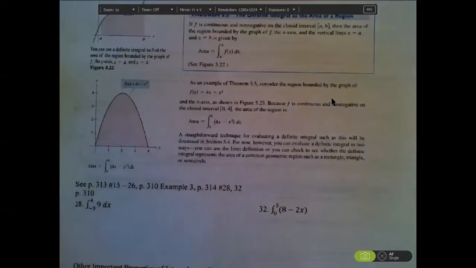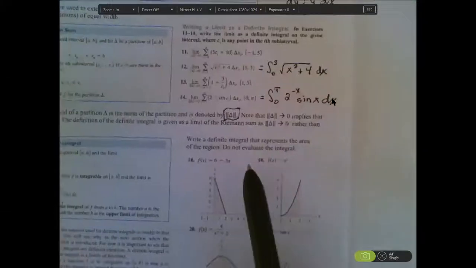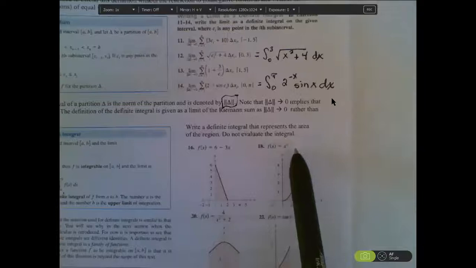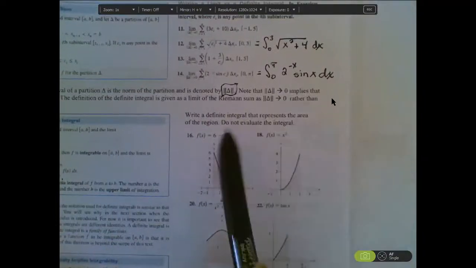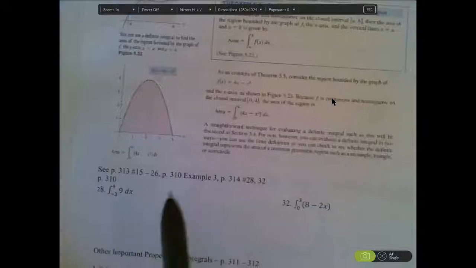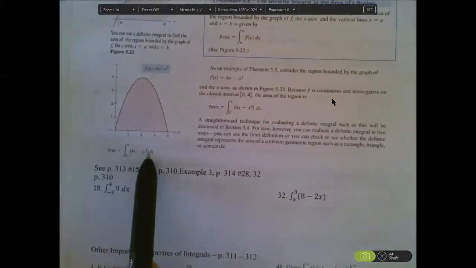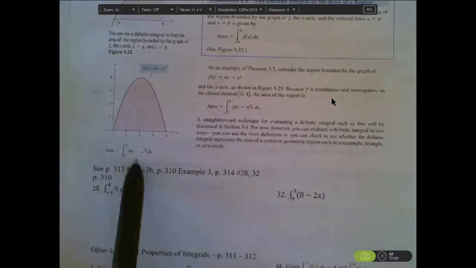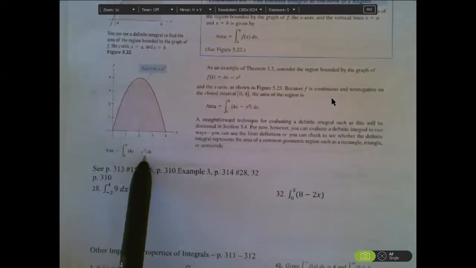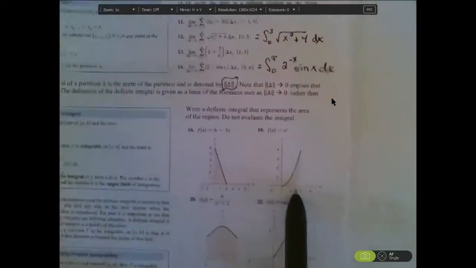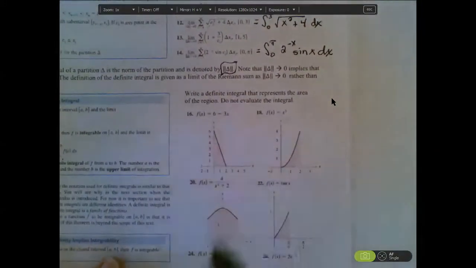So the next problems say write a definite integral that represents the area of the region. Don't evaluate the integral. We don't yet know how to evaluate this integral from 0 to 4 of 4x minus x squared. I don't know how to find that value. I'm going to know how to find that value tomorrow. But for today, we just want to set up an area as a definite integral.